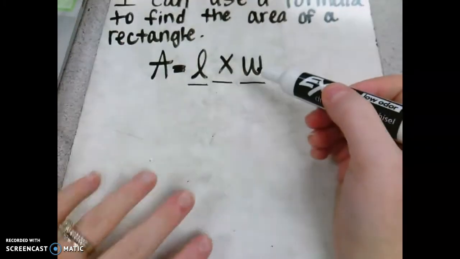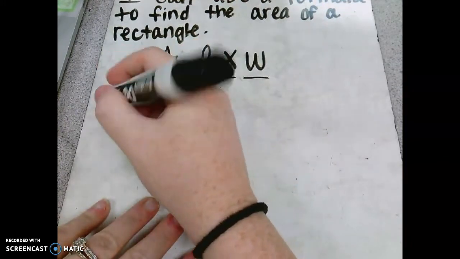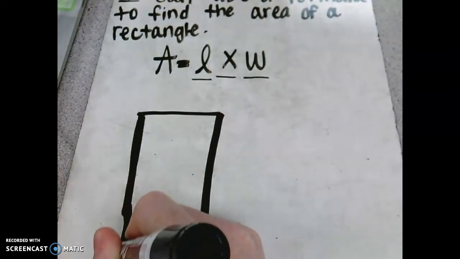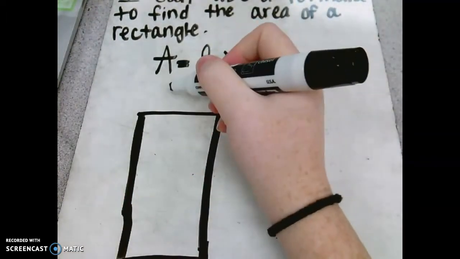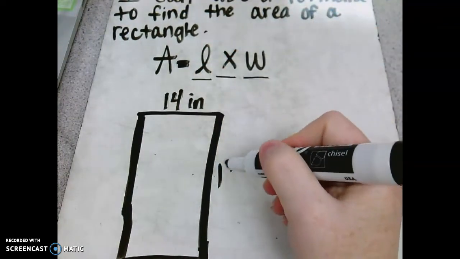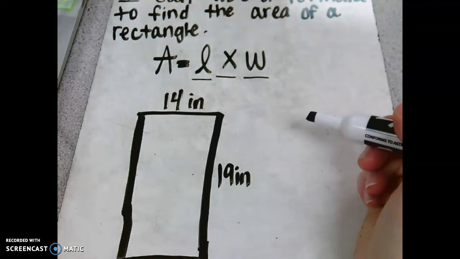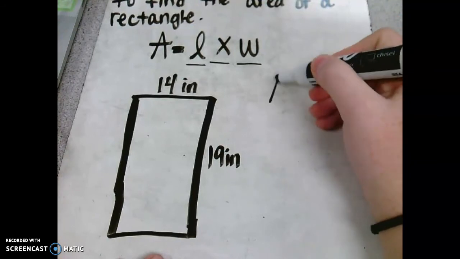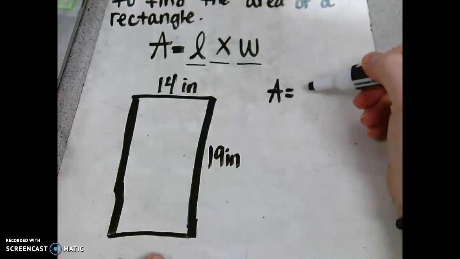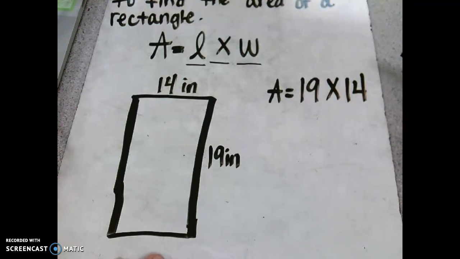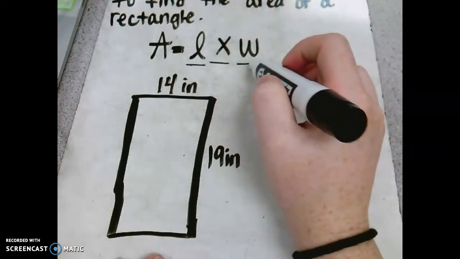Okay? Let's do an example together. We have our rectangle. And let's say this side is 14 inches and this side is 19 inches. So now we need to use our formula to find the area. So I'm going to write my A for area. And our length, we can put 19 inches. And our width, 14 inches. So I just filled in these numbers in our blanks for our letters.